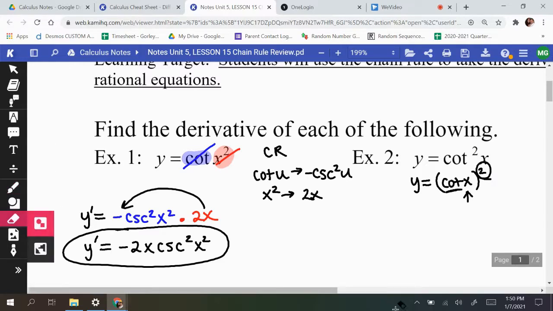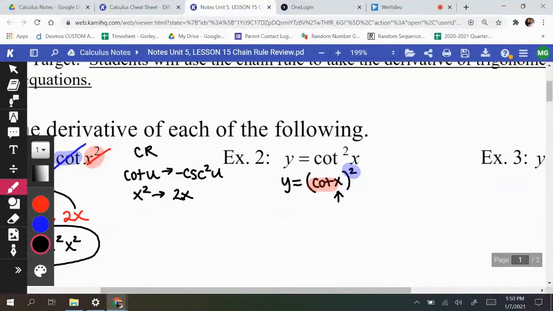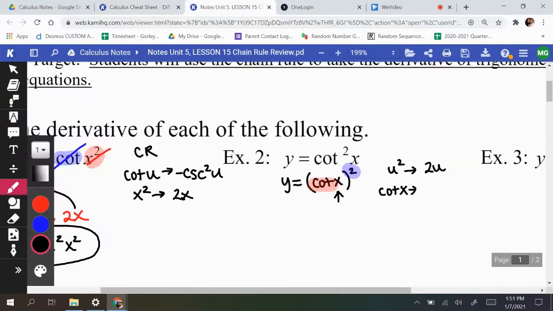So remember, when you are differentiating, you got to go the opposite direction, unpack that gift. I need to think of the squared like it's my outermost function, so I'll highlight that in blue, and I want to think about cotangent like it's my inner function. Okay, so we've got two layers here. I've got u squared as my outer layer, and then my inner layer is cotangent x. So the derivative of u squared would be 2u, and the derivative of cotangent x, let's remember, is going to be our negative cosecant squared.